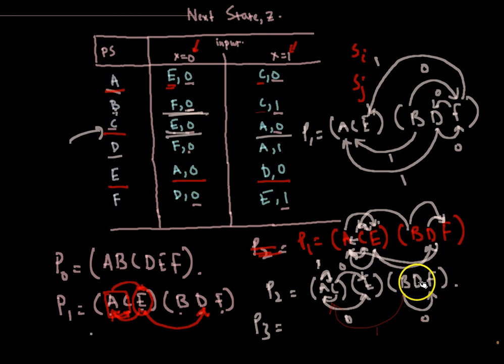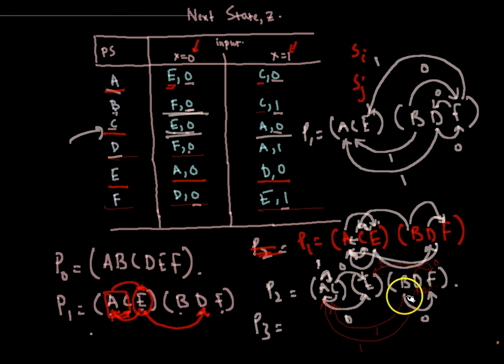Now for D, for 0 we are going to the same set. For 1 we are going to A, and that also belongs to this set. So B and D, they are showing the same behavior. For F, for 0 it is going to D, to the same set, and for 1 it is going to E. So it's different than B and D.